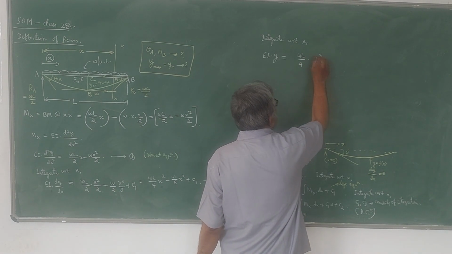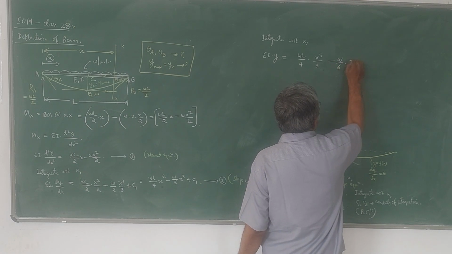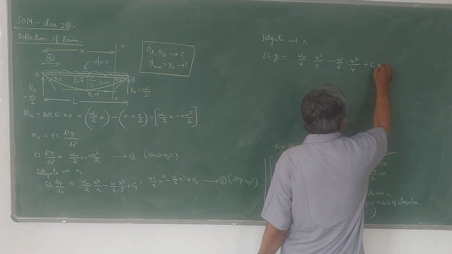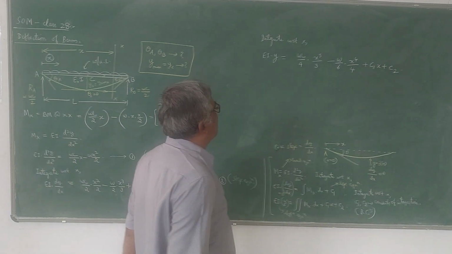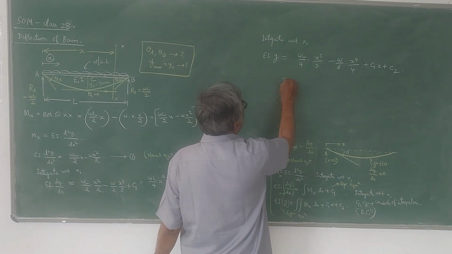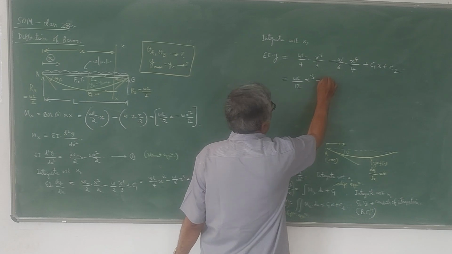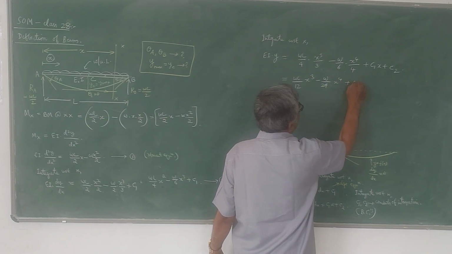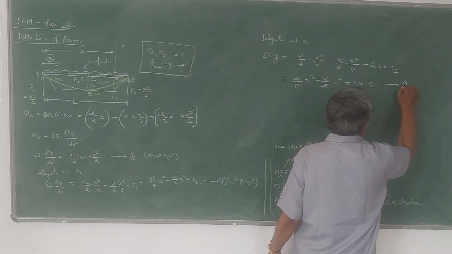Integration of x square is x cube by 3, minus w by 6 into x power 4 by 4, plus c1 x plus c2. So one more constant of integration will be added here. So I can write this as wl by 12 x cube minus w by 24 x power 4 plus c1 x plus c2. Now this equation I have written as equation 3.